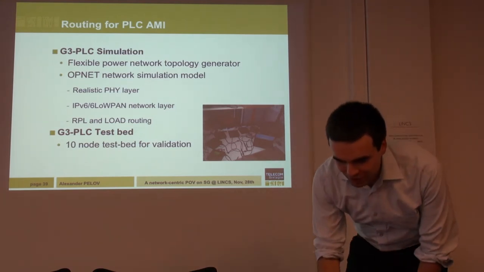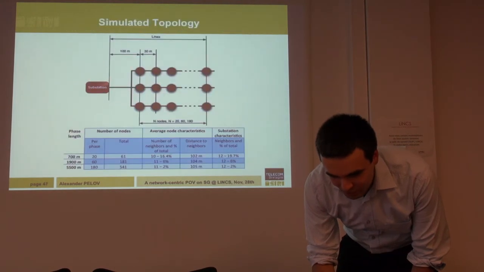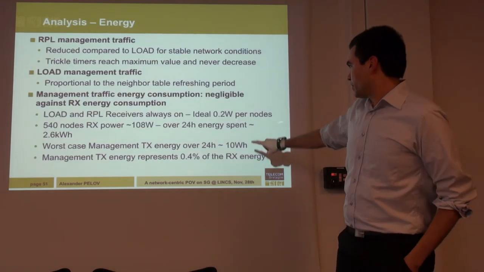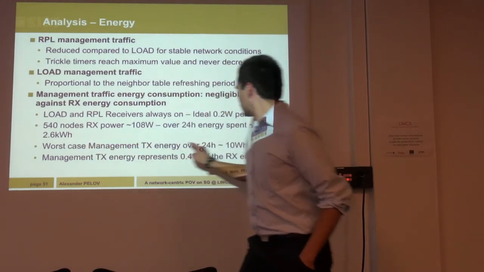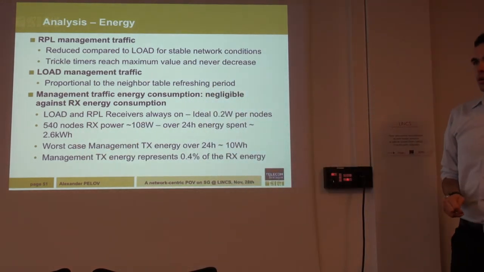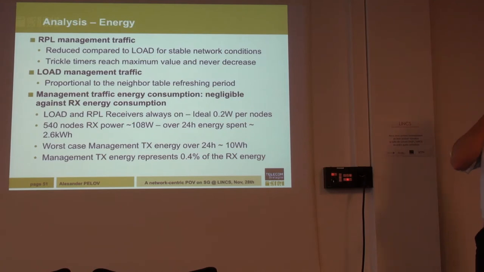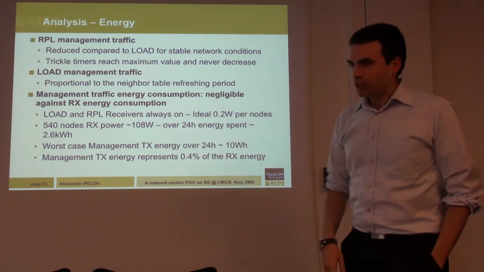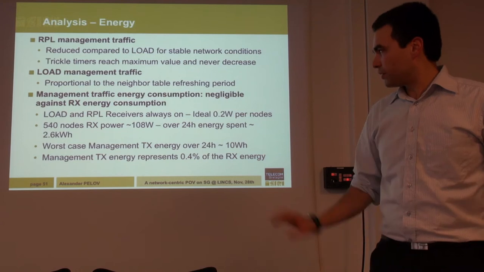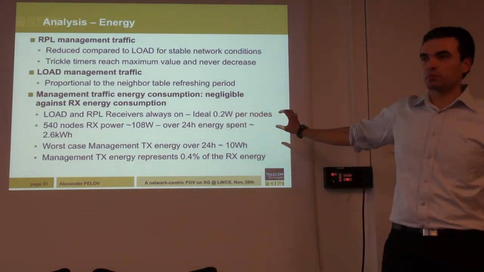Can you repeat? Let me just advance in the slides. I have it. I don't want to lie to you. So the receiving power is 2.6 kilowatt hours for 24 hours and 540 loads. So, 35 million divided by this... I cannot calculate it right now, but I think it's quite a lot. And this is just for the receiving power of a smart meter.